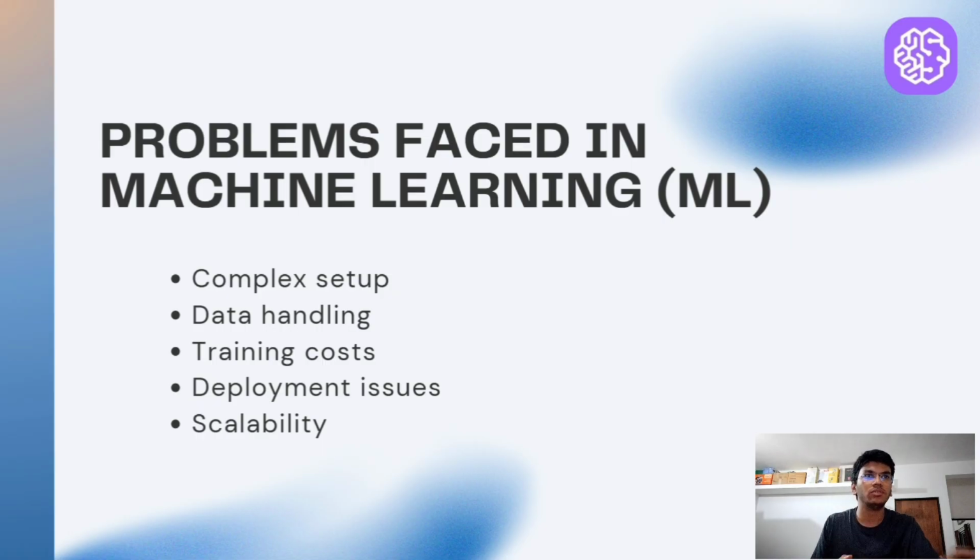Now let's see how SageMaker overcomes these problems in machine learning. First, SageMaker is a managed service. That means we don't have to worry about setting up servers or managing infrastructure. AWS takes care of it for us.